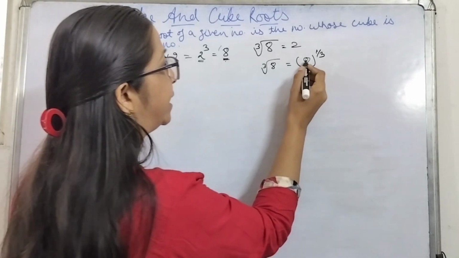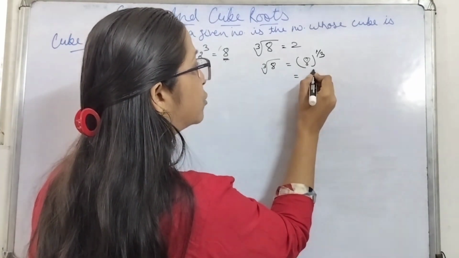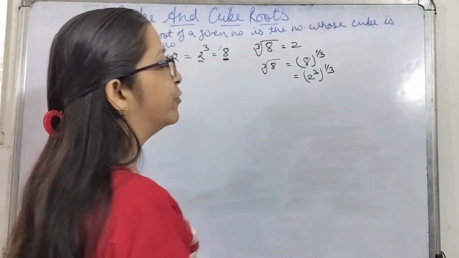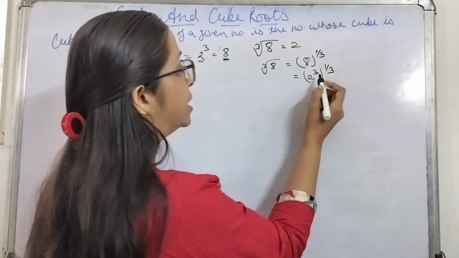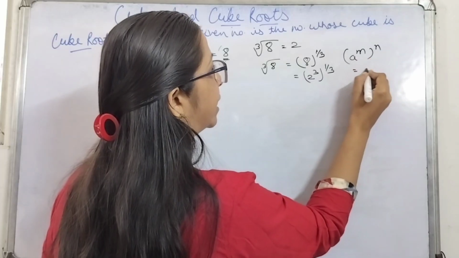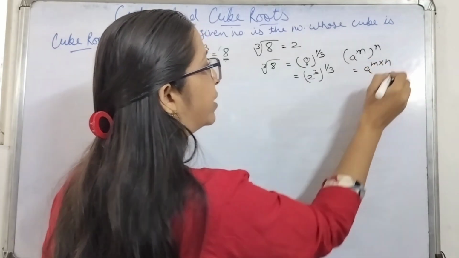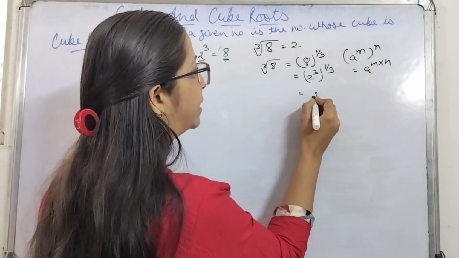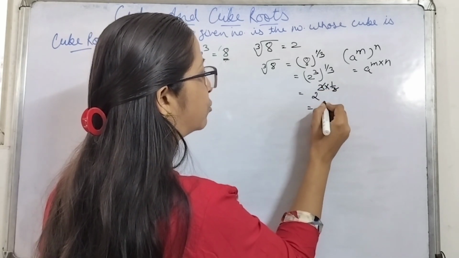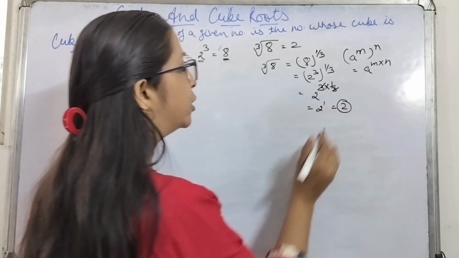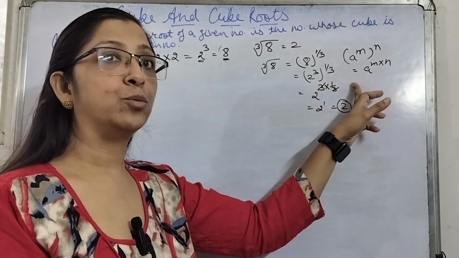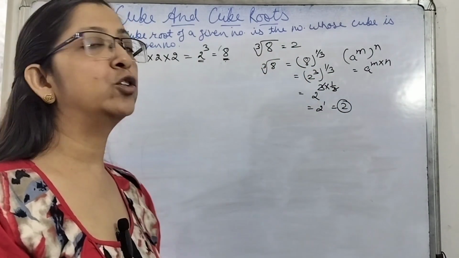And we know that 8 can be written as 2 raised to the power 3, and the whole raised to the power 1 upon 3. We have learned in the laws of exponents that if it is a raised to the power m, whole raised to the power n, then it can be written as a raised to the power m into n. So it can be written as 2 raised to the power 3 multiplied by 1 upon 3, that is 2 raised to the power 1, or we can say 2 itself. That means the cube root of 8 will be your 2. This is how we can represent the cube root.